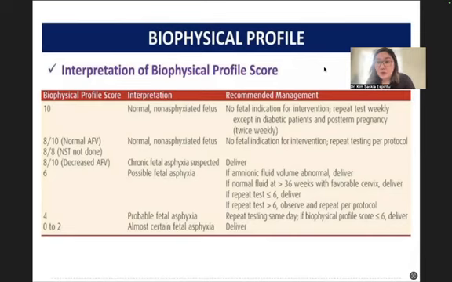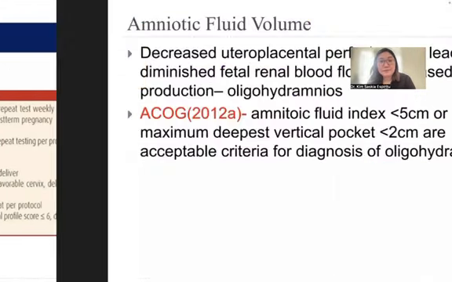If you have a score of 4, it's probable fetal asphyxia. So you have to repeat testing the same day. If the biophysical score is less than or equal to 6, you have to deliver. If 0 to 2, it's certain that there is fetal asphyxia, so you have to deliver.